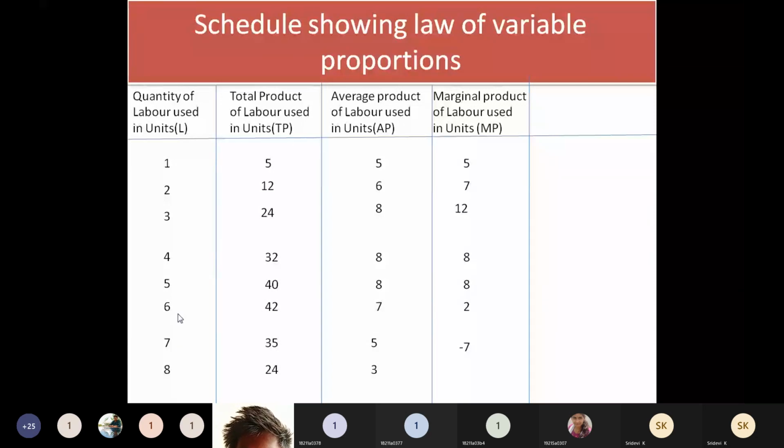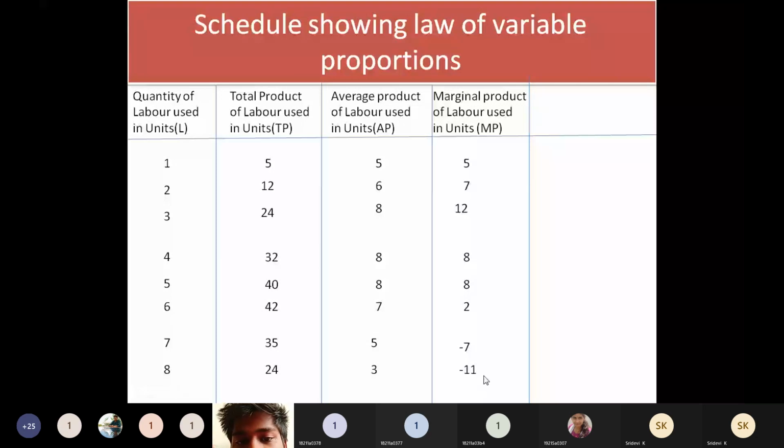So when you add the seventh worker, this is reduced by 7 units. See, 35 minus 42 is giving you minus 7. So that marginal production has been reduced to negative. So negative production it is giving. Even if you add the 8th one, minus 11 products are produced.